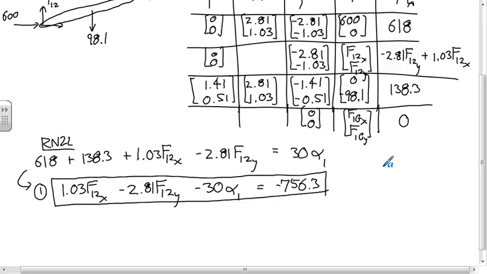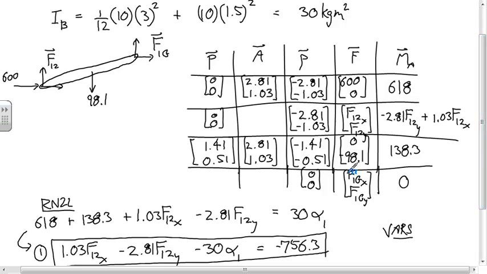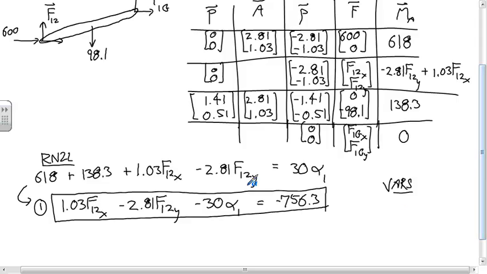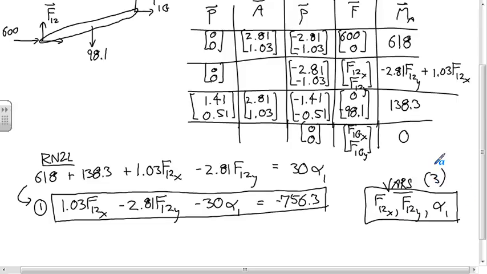So we have one equation. And for variables, how many variables do we have? Yeah, just 3. What about F1g, x and y? Yeah, they don't matter. They're not in our set of equations. So we have F12x, F12y, and alpha 1. So 3 variables.